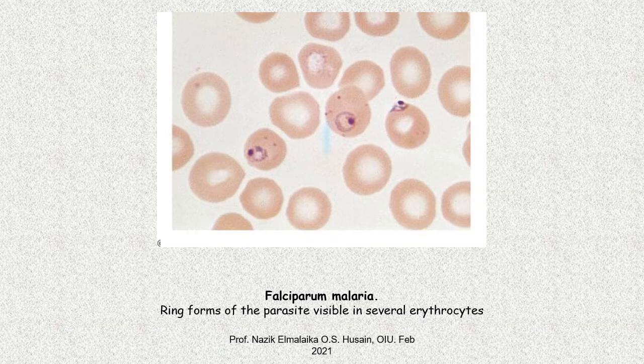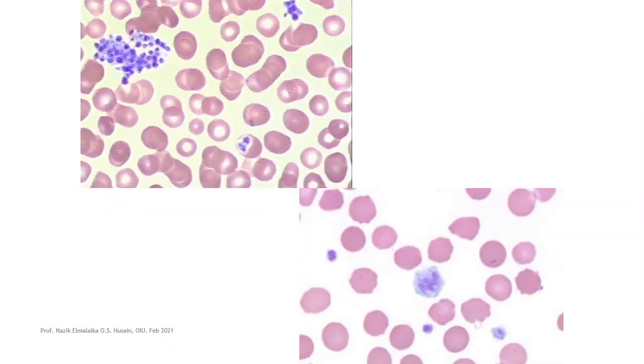As we see here, these red blood cells contain ring stage of the malaria, falciparum malaria. So the peripheral blood film shows many disorders or diseases in the human being.